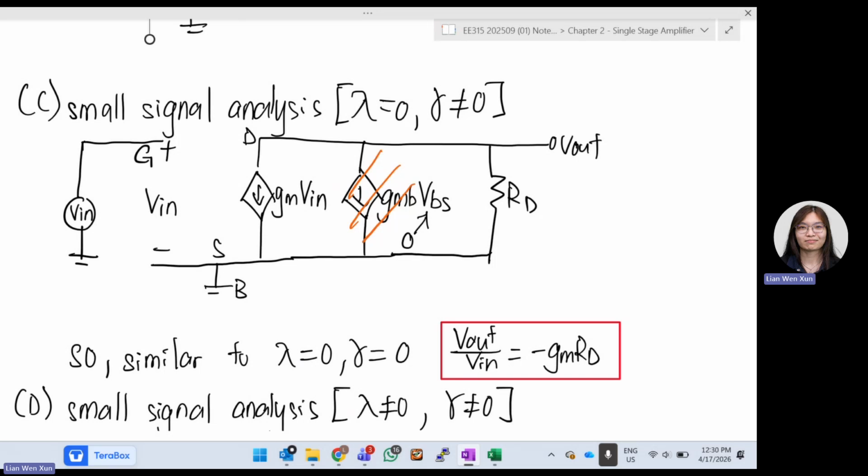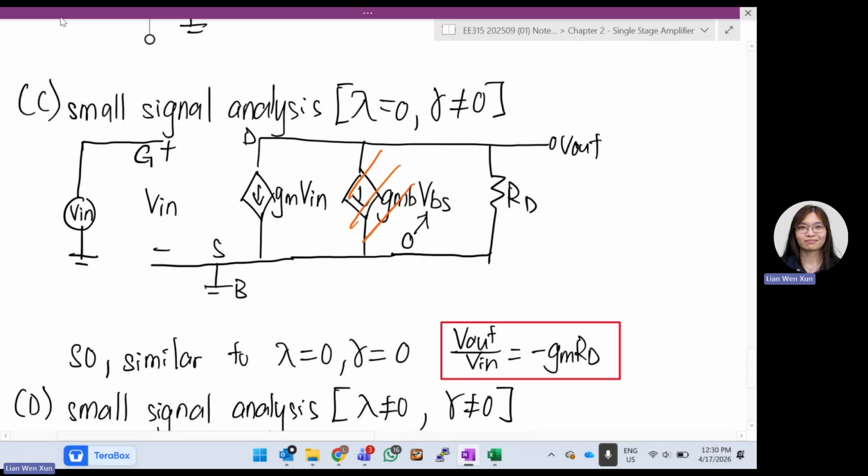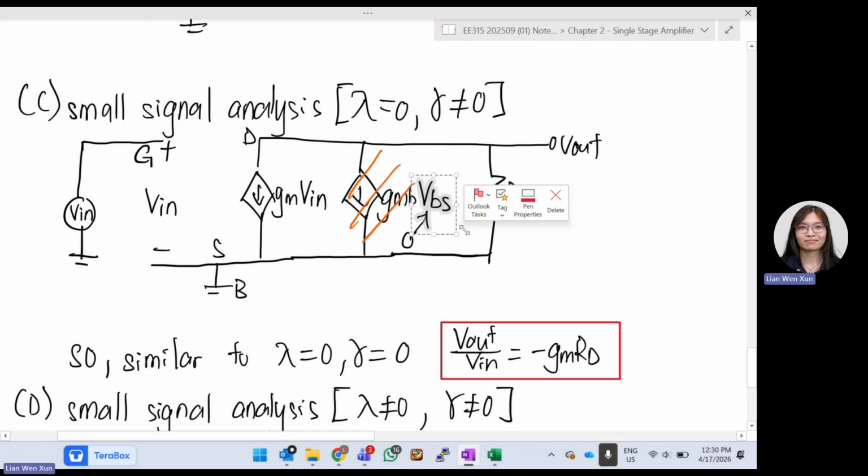For NMOS, we connect all our body voltage to ground. For NMOS source over here, we connect it also to ground. So VBS now, the term VBS over here, is VB minus VS. Basically, it's 0 minus 0. So this term is 0. A 0 times GMB means it is always 0. So can we say this term we can totally ignore? Yes. Basically here, we totally ignore it already.